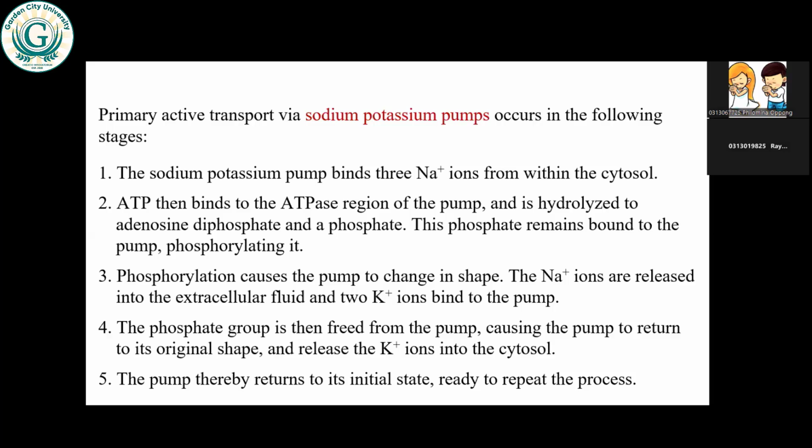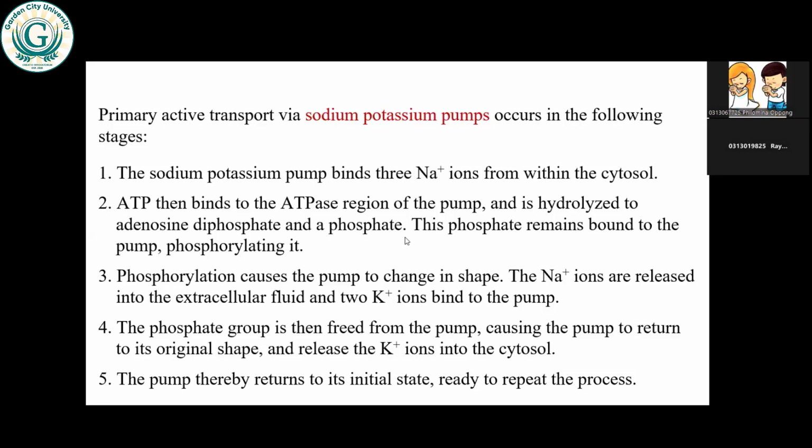We have binding sites for this molecule. So we have 3 binding sites for sodium and 2 binding sites for potassium. So 3 molecules of sodium ions will bind to the pump. Then ATP will bind to each region, and you will have the enzyme part of this pump breaking down ATP into ADP and then inorganic phosphate.